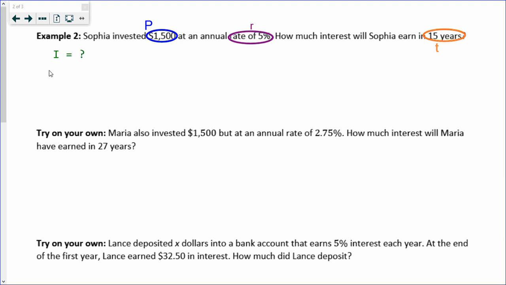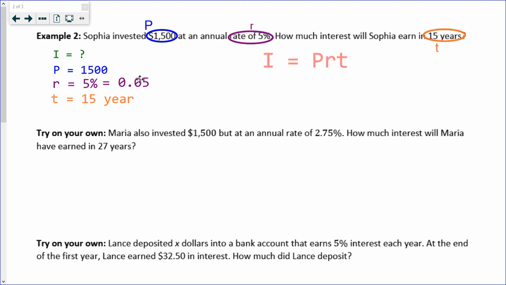How much interest. P I know is 1,500. R I know is 5%, but I need to change that to a decimal. So I change it to 0.05. And time is 15 years, and they gave it to me in years, so I don't need to change it.